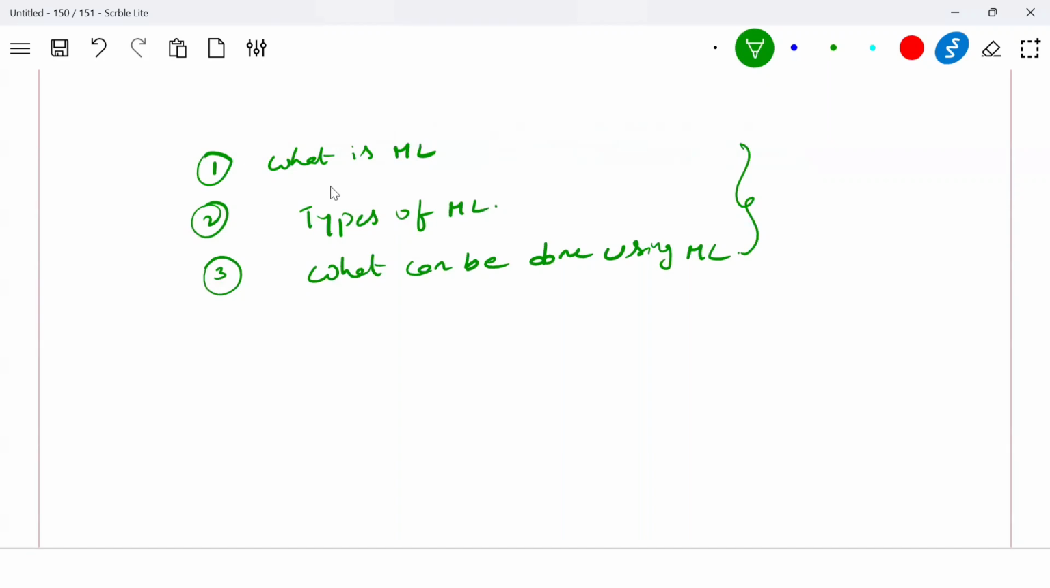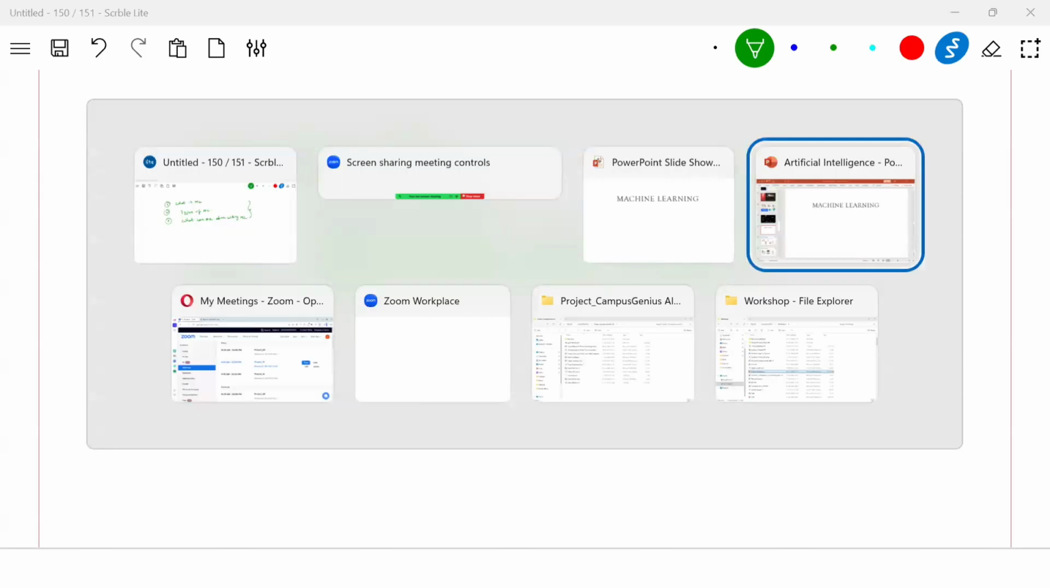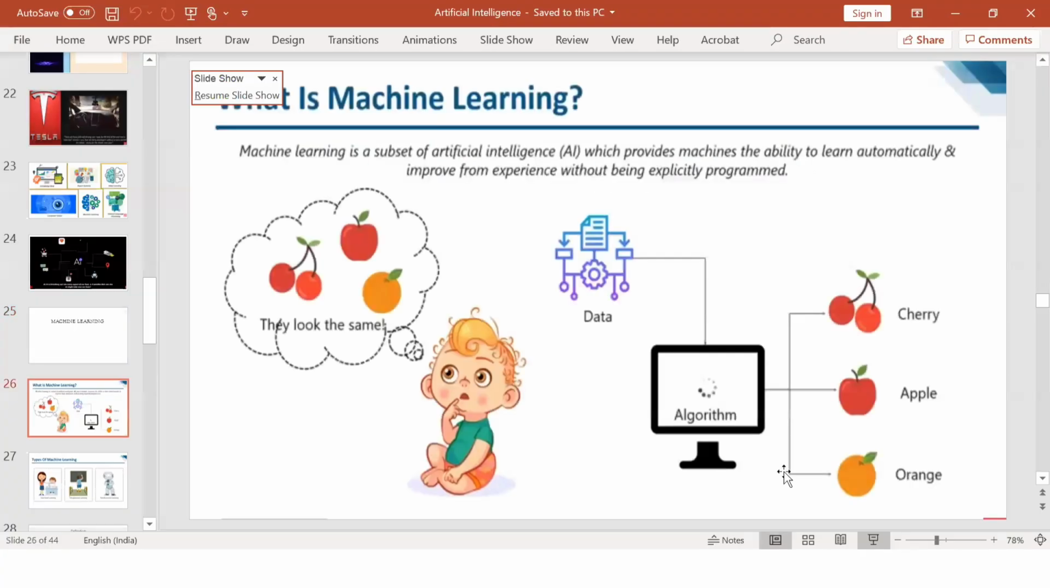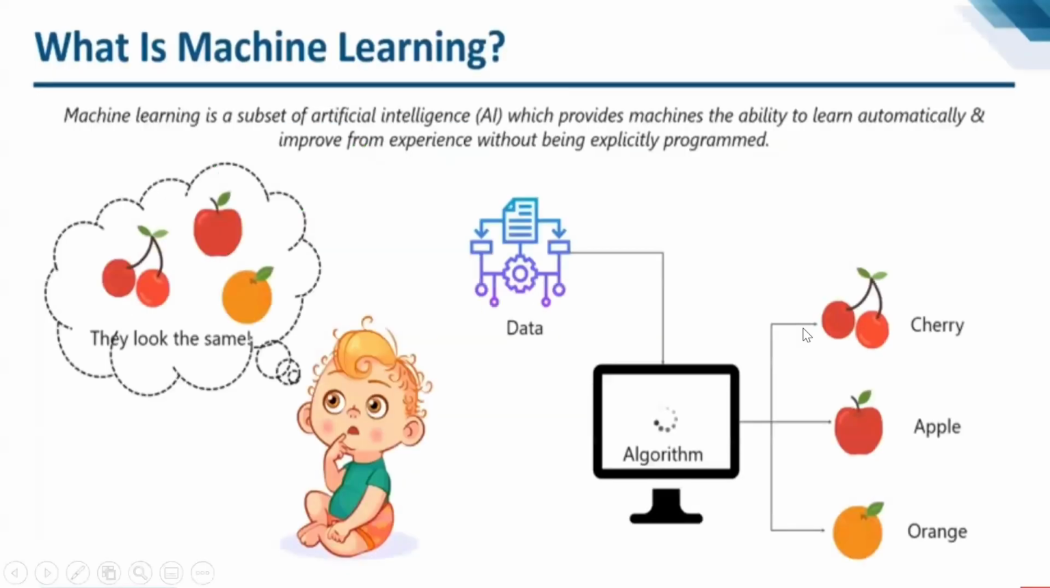So we shall see what is machine learning, types of machine learning, and what can be done using machine learning. Okay, so let us continue our journey from the machine learning. I hope you are all with me. So now let us say, what is machine learning? Let us see the definition of machine learning.